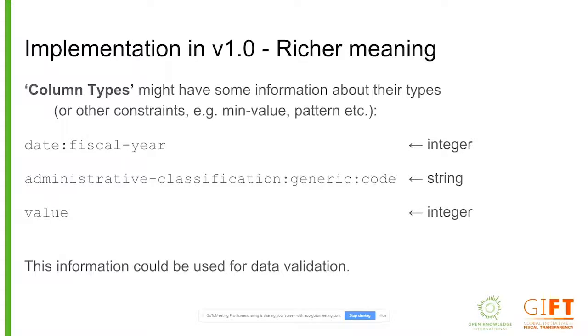So just as an example, you can think about a date as a fiscal year, which would be an integer. You can think about a code for an administrative classification, which would be the type of a string, and values could be the type of an integer. And these are also referring back to the tabular data package that I referred to earlier. And once you've specified this, you can do data validation on the fiscal data. And this can help you find some errors or oversights in your data if the column types are not respected within the data. And that helps improve the quality of the data sets that you would upload. And it helps you as a user uploading the data to find specific issues that might be there in your data.